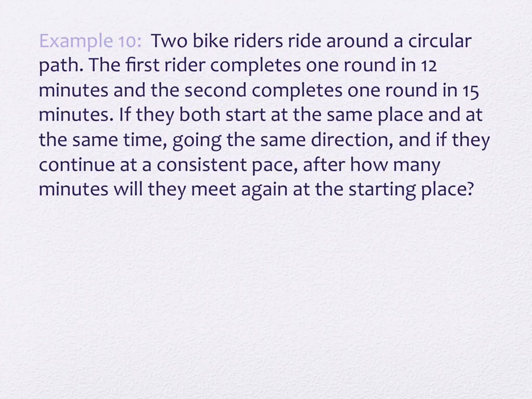So here's our examples. 2 bike riders ride around a circular path. Can you picture this? Like a track, right? Or like a park. The first rider completes 1 time around in 12 minutes. The second one completes 1 time around in 15 minutes. If they both start at the same place and at the same time, going in the same direction, by the way, all of those are necessary components, otherwise this won't make sense. If they're going different directions, they start at different times, if one of them slows down and the other one speeds up, none of that will work now. These are all conditions that are necessary. After how many minutes will they meet again at the starting place?